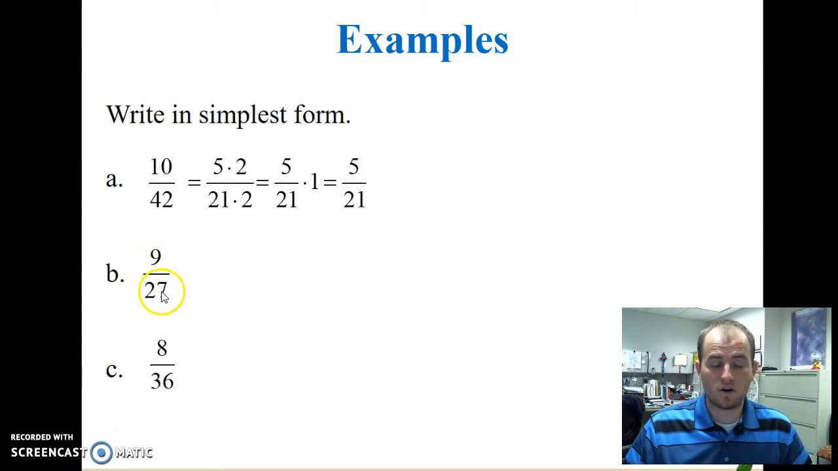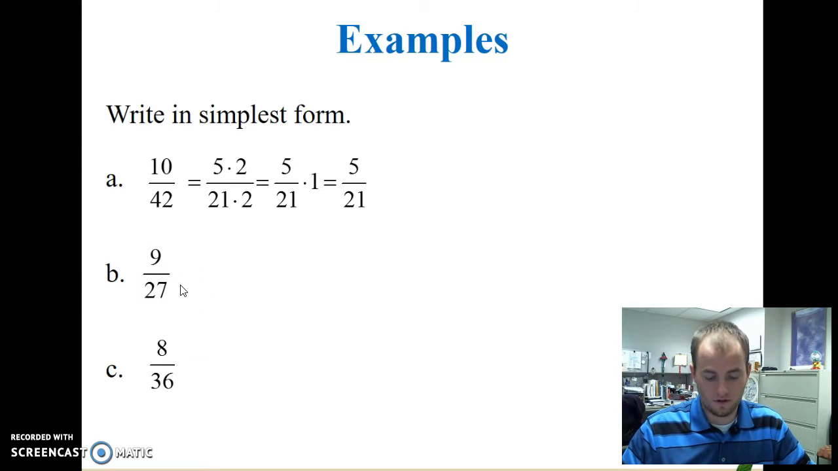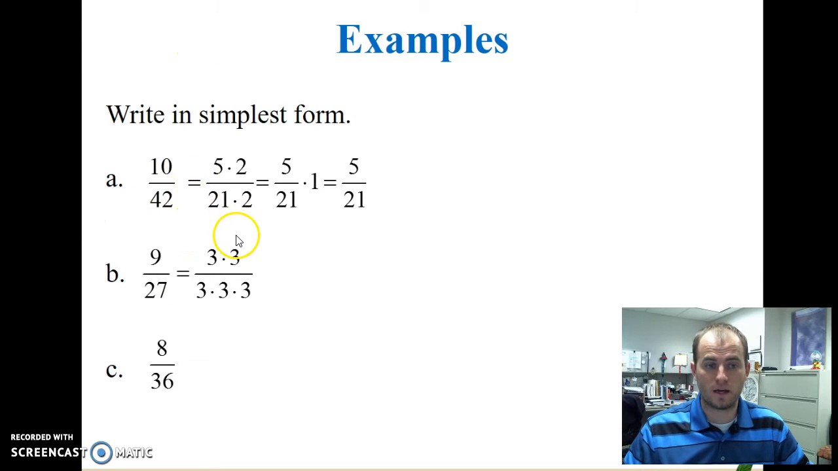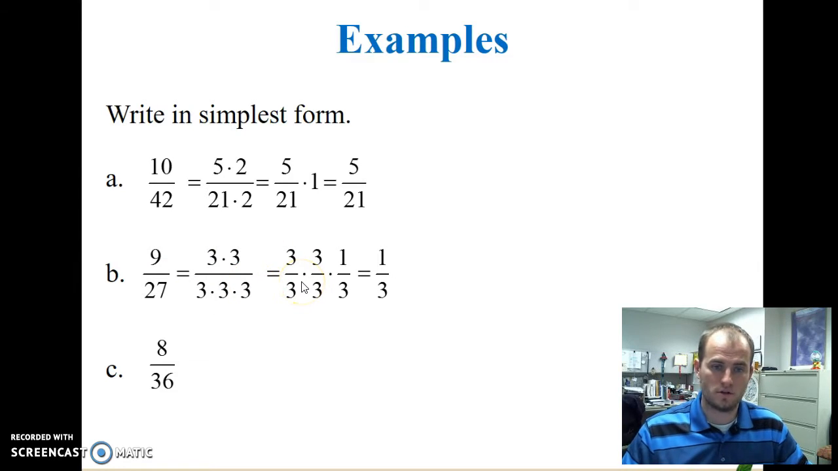Similarly, 9 over 27 can be reduced because 3 goes into both, but also 9 goes into both. Again, you want to use the largest, or you can write it out separately. 9 is 3 times 3. 27 is 3 times 3 times 3. Okay, the 3's reduce. 3 and 3 reduce, 3 and 3 reduce, and you're left with 1 over 3.